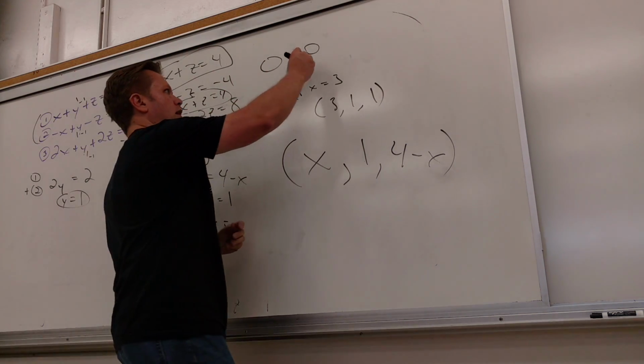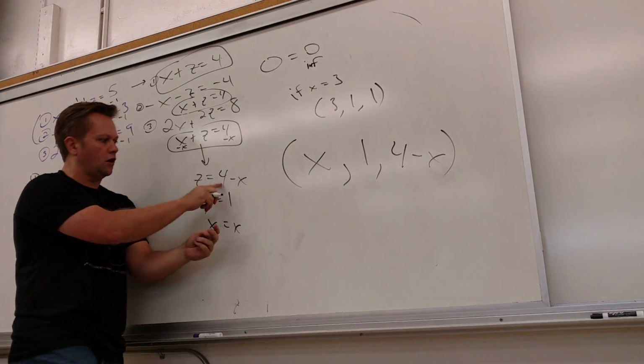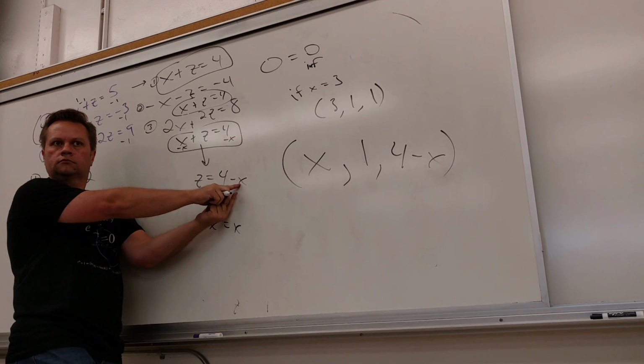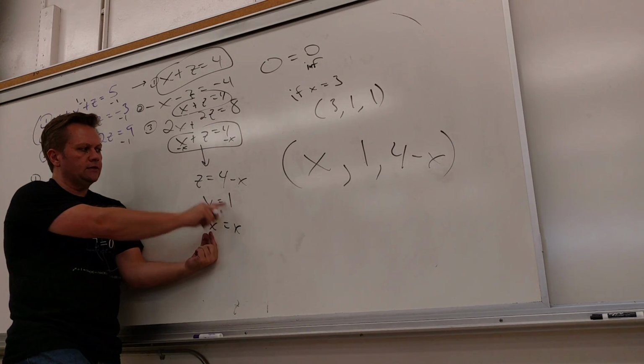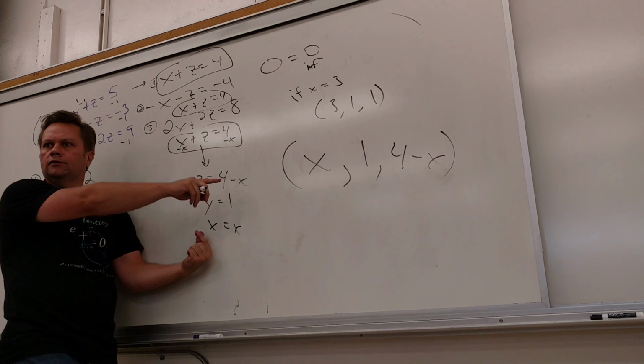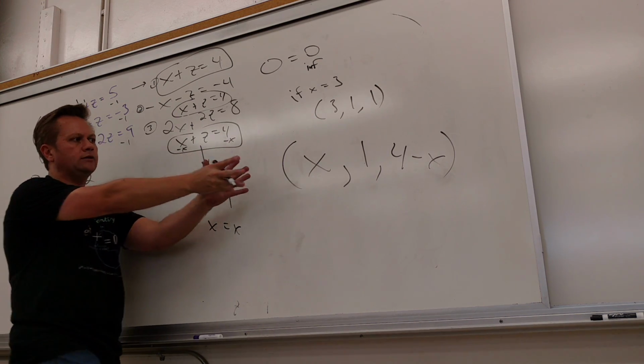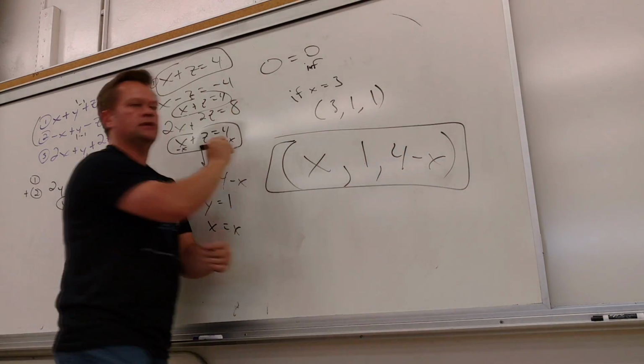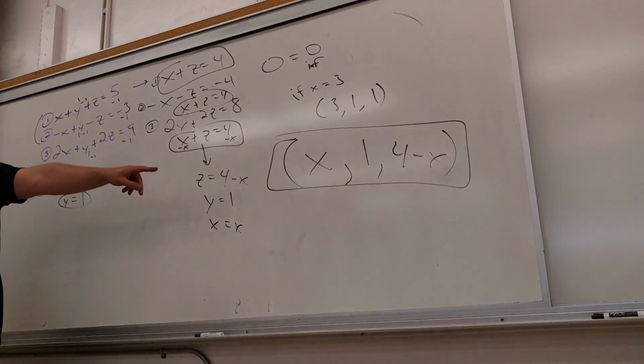You don't just stop here and say infinite number of solutions. You have to solve for a letter. So whatever x is, z has to be 4 minus that. So this describes the infinite number of answers. They all have to look like this.